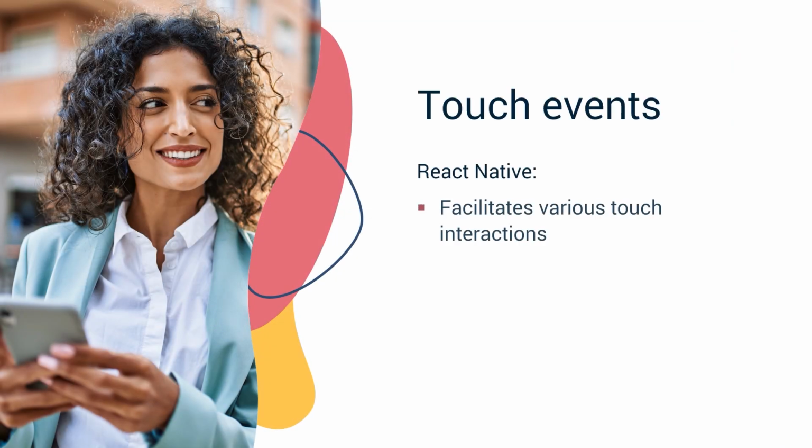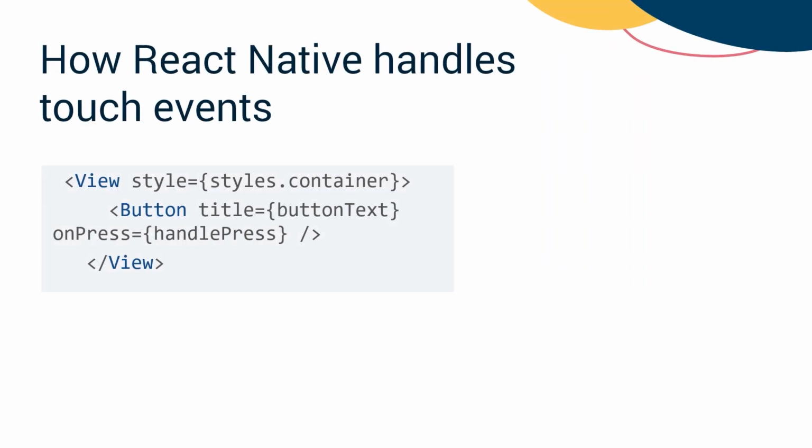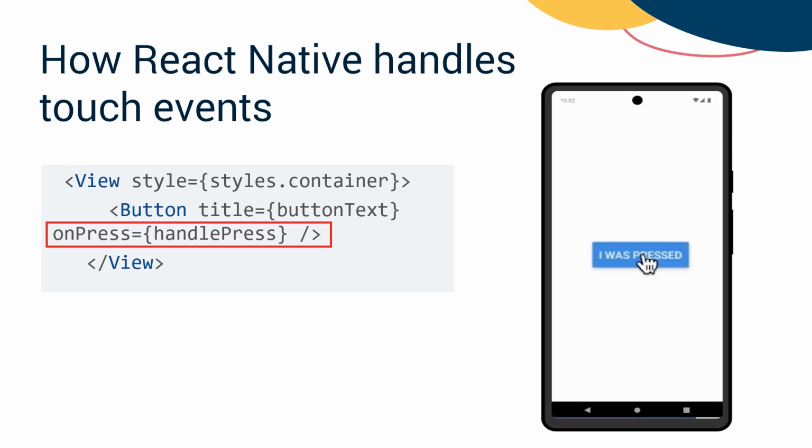React Native facilitates these touch interactions by providing a set of components and APIs specifically designed to manage them. Let's dive deeper to understand how React Native handles touch events. React Native offers a basic button where the onPress event is triggered when the button is touched. Let's look at an example where pressing the button changes the text. There's no need for an additional library to manage the button press. This functionality is built into the button.